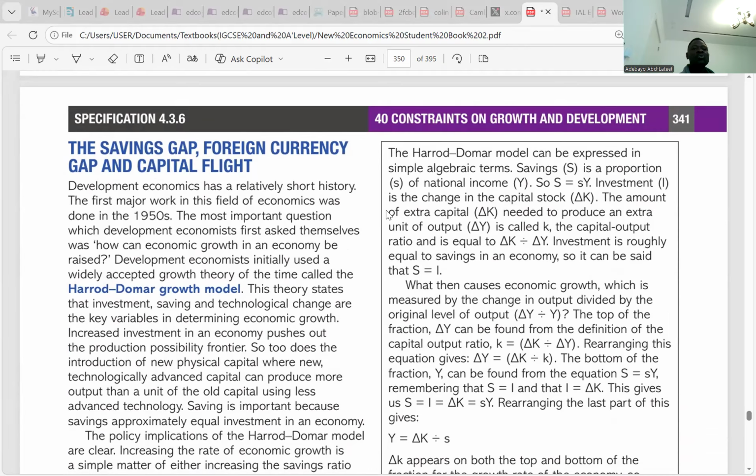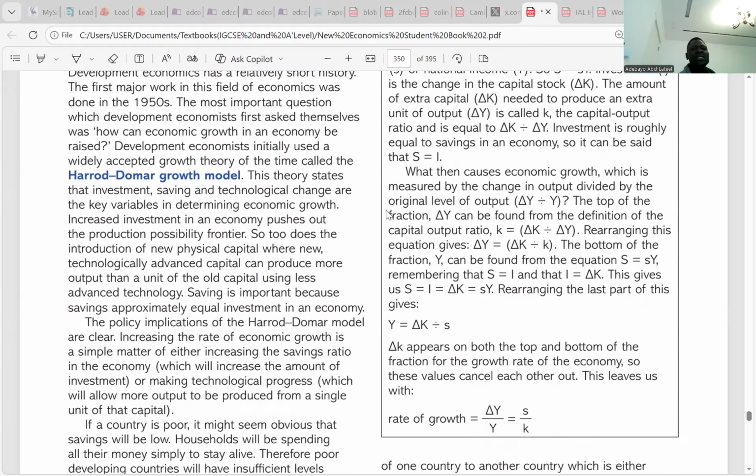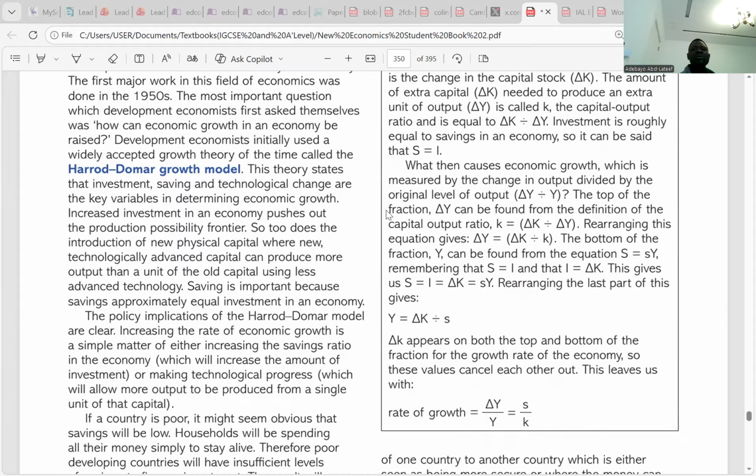The most important question which development economists first asked themselves was how economic growth in an economy can be raised. Development economists initially used a widely accepted growth theory of the time called the Harrod-Domar growth model. This theory states that investment, saving, and technological change are the key variables in determining economic growth. So for Harrod-Domar, it's all about investment, savings, and technological advancement that will bring about economic growth.